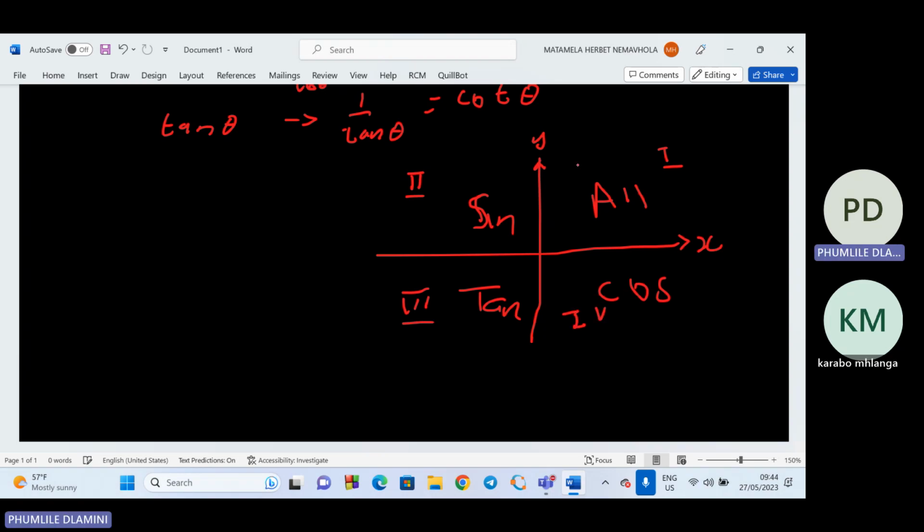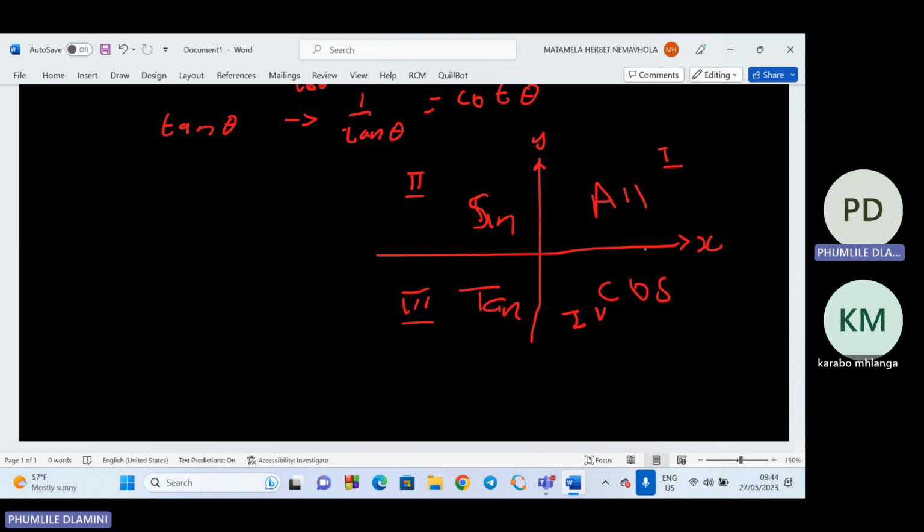Now, in the first quadrant, all are positive. When we say all are positive, sine, cos, and tan are all positive. But in the second quadrant, only sine is positive. In the third quadrant, only tan is positive. And in the fourth quadrant, only cos is positive.